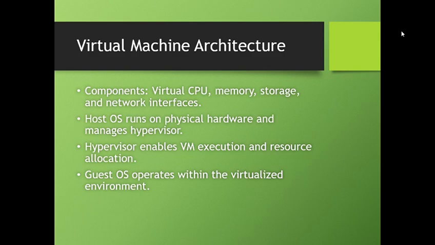The key components of virtual machines are the host machine, the physical system where the VM runs; the guest machine, the virtual system inside the virtual machine; and the hypervisor, software that manages VMs, the virtualization layer, the interface between hardware and virtual machine. The virtual machine architecture components are virtual CPU, memory, storage, and network interface. The host OS runs on physical hardware and manages the hypervisor. The hypervisor enables VM execution and resource allocation. The guest OS operates within the virtualized environment.